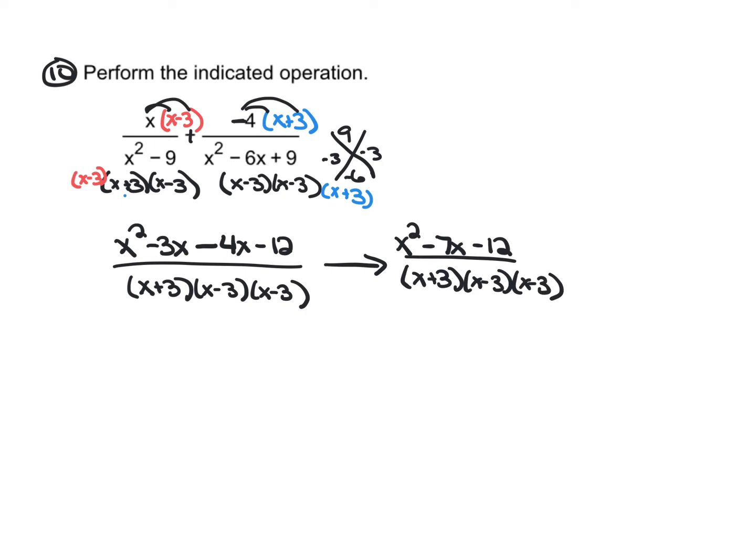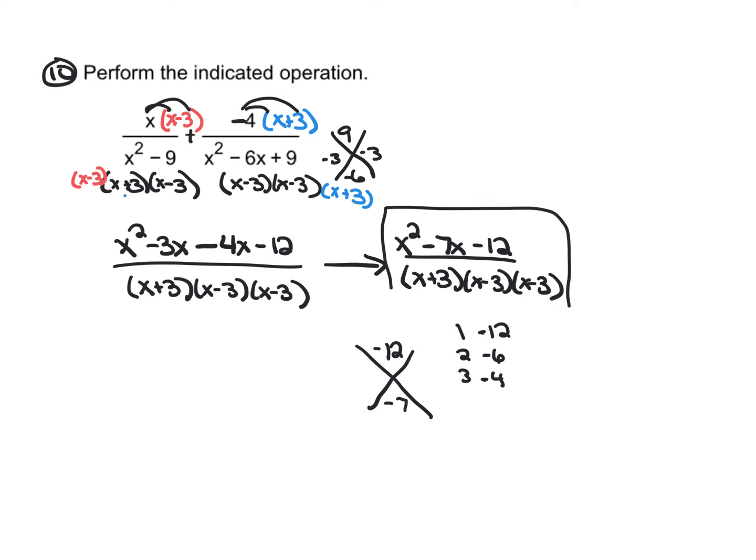And then I have to double check. Are there two things that multiply to -12 and add to -7? To make -12, I could have a 1 and a 12, a 2 and a 6, a 3 and a 4. One of them can be negative. So I could have a -12, a -6, or a -4. When I add those up, 1 minus 12, I get -11. 2 minus 6 is -4. 3 minus 4 is -1. None of them work. This is my answer.